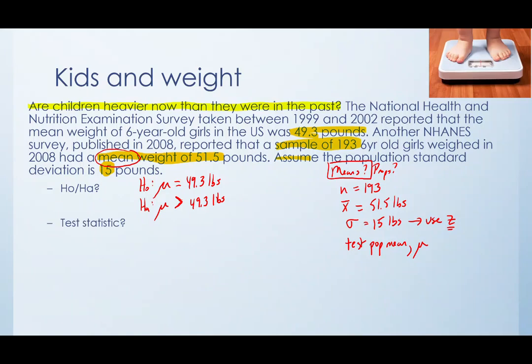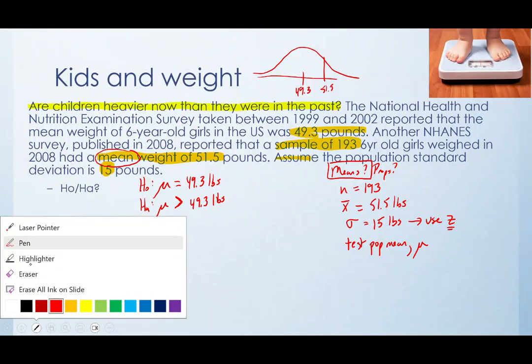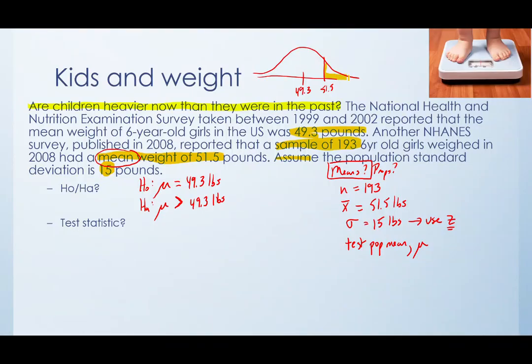Okay. So now, before we go here, it's a good idea to make a sketch, right? So I'm just going to label. We have our claimed mean, 49.3, our sample mean, 51.5, and again, we are shading to the right because we're shading the greater than side, right? Okay, so that's what we expect our p-value to look like when we do that. And we should also check conditions.